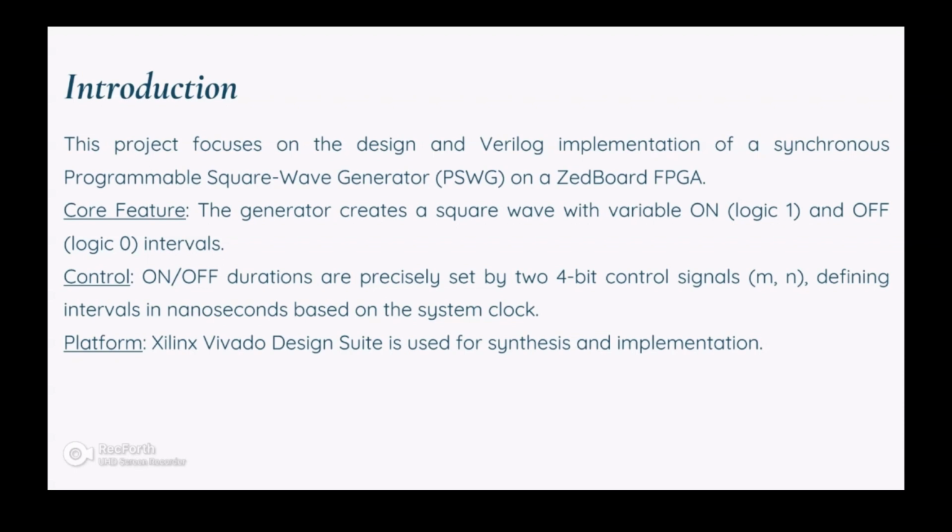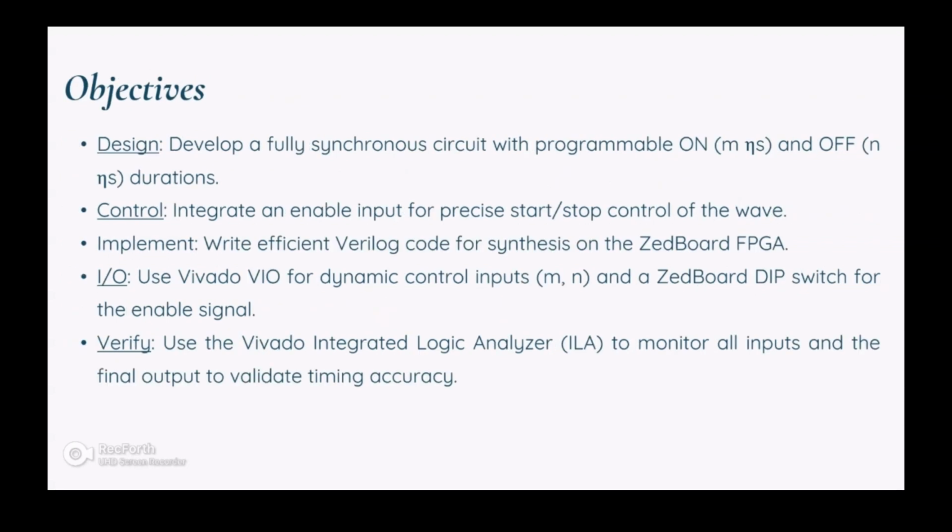Our project focuses on the design and Verilog implementation of a fully synchronous programmable square wave generator on a field programmable gate array. The key innovation is the generator's ability to produce a square wave with independently variable on and off intervals. These durations are defined by two independent 4-bit control signals, M and N. Interpreted as unsigned integers, these signals directly set the pulse widths in nanoseconds, utilizing the 10 nanosecond period of the onboard clock. The system is implemented on the Zynq board using the Xilinx Vivado design suite, leveraging the FPGA's inherent advantages of high speed and precise timing control.